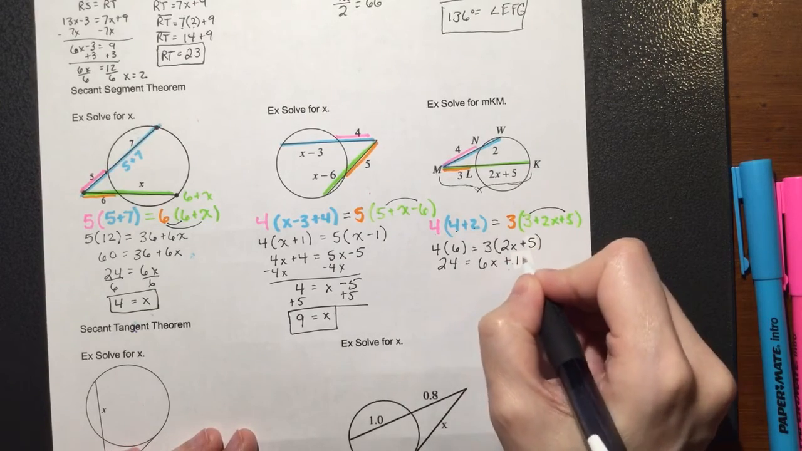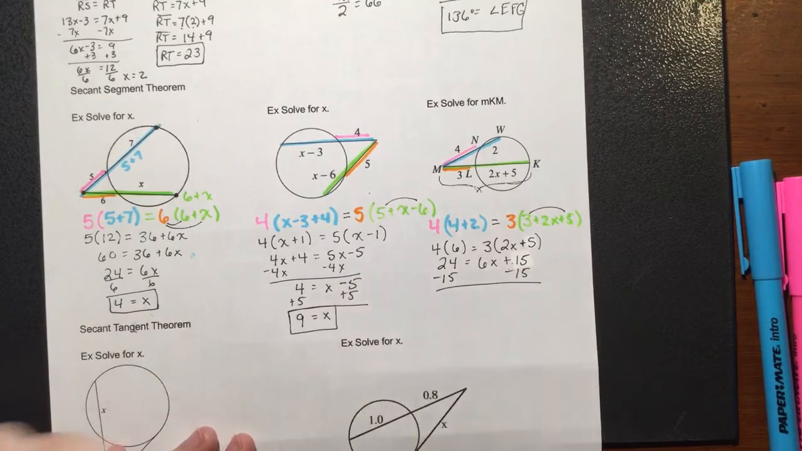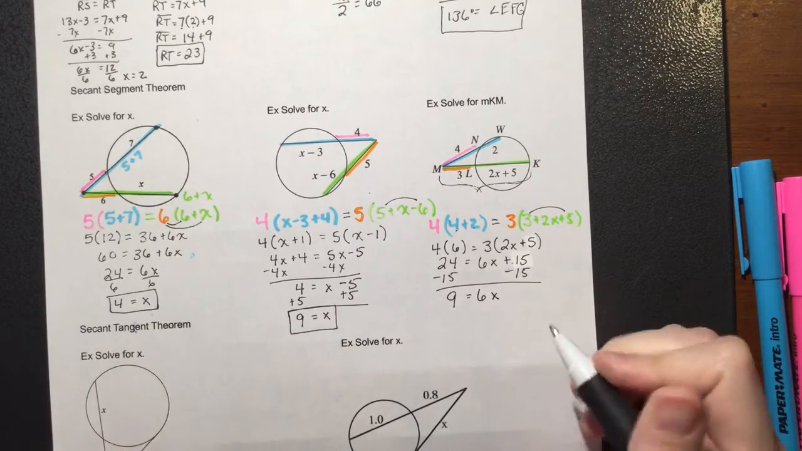So 3 times 5 is 15. There we go. Subtract the 15 from both sides. 24 minus 15 is going to give us 9 is equal to 6x.